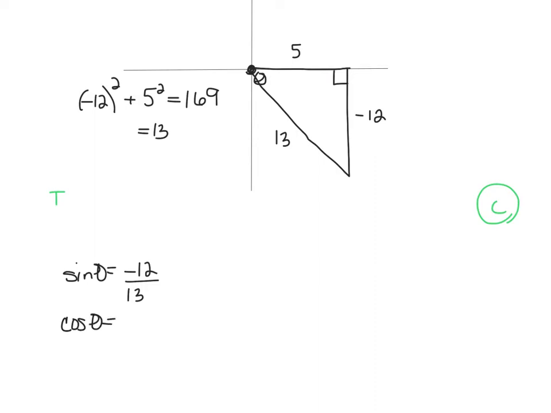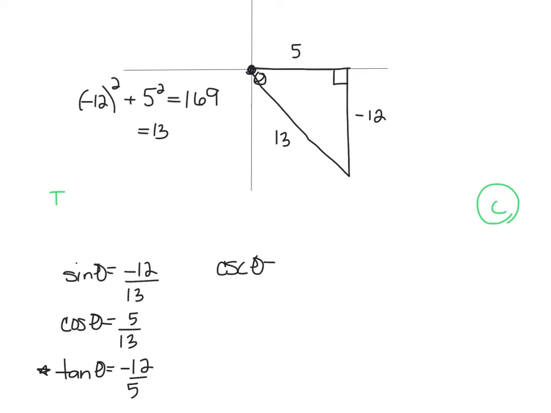Cosine is adjacent over hypotenuse. Tangent is opposite over adjacent. Again, this was one of the ones that was provided for us. Once you have your 3 trig ratios, then you find your other 3 reciprocal ratios.